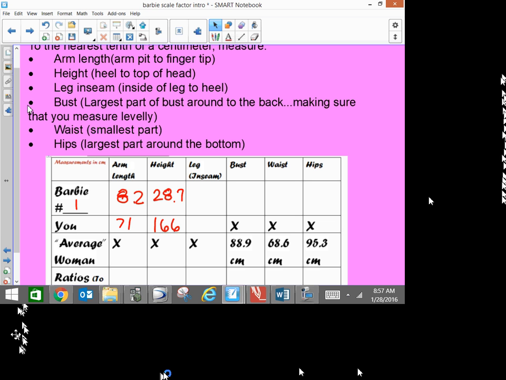Okay, we're going to do the same thing with us. So you get to hold it up here in your crotch, and then whoever's your partner gets to measure down there, like to your heel. That's all. So don't make anybody hold that up here.